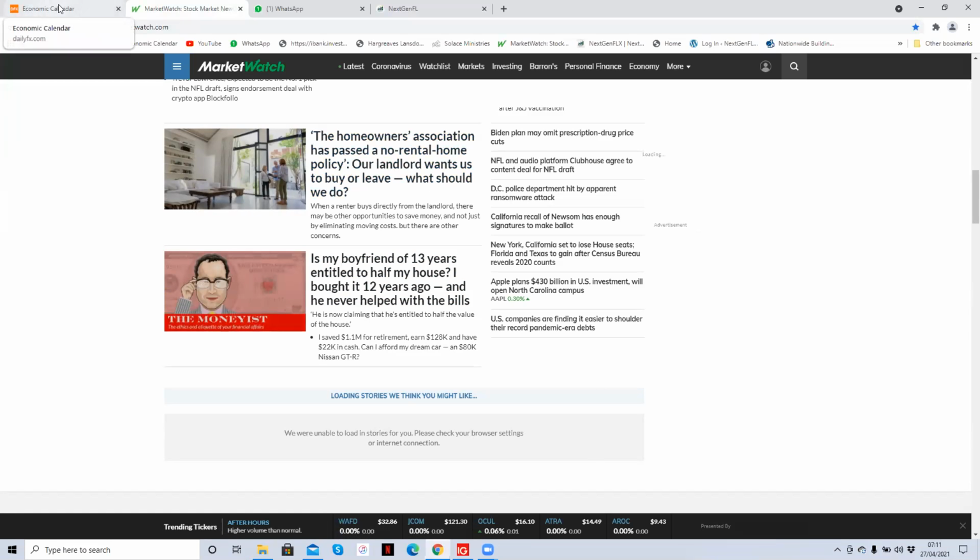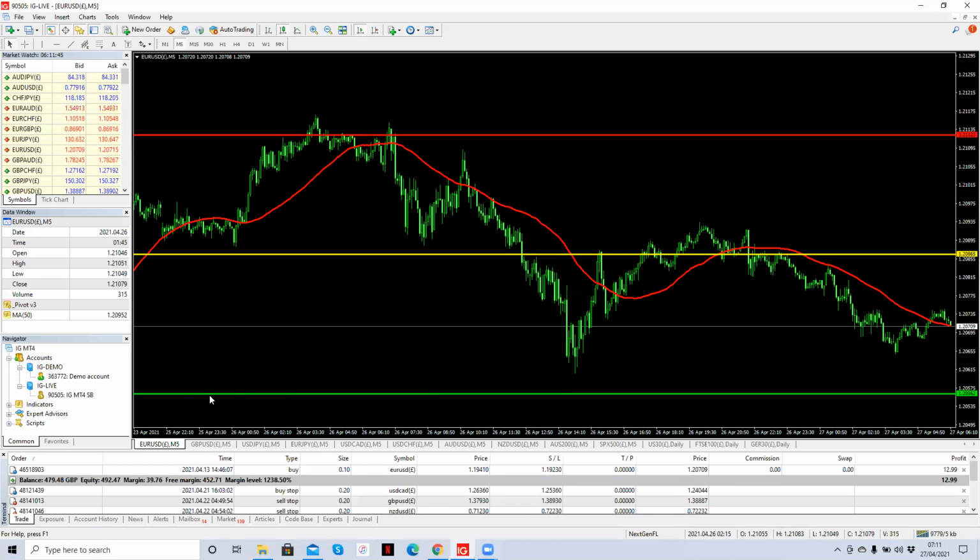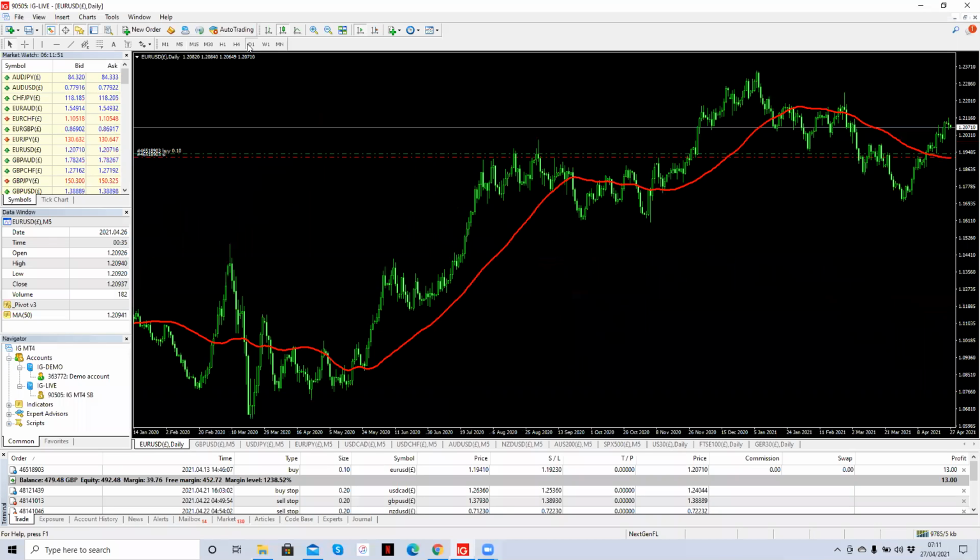So let's have a look at the charts. We're not going to place any orders because we're going to wait till 4 p.m., but let's just have a look at the charts. We'll start with the swing trading. So I'll start with the EURUSD. I'll go to the daily time frame, D1.